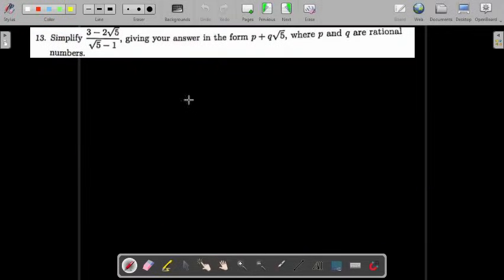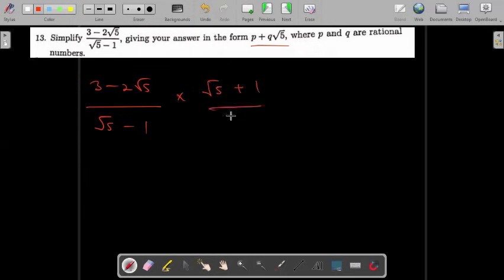Okay, then we have this here, and question 13 says give your answer in this form, where P and Q are rational numbers. So they told us to give it in that form. What do we do there? We have 3 minus root 5, then you have root 5 minus 1. So to get to that form, of course, we multiply by the conjugate, and we have root 5 plus 1 divided by root 5 plus 1.